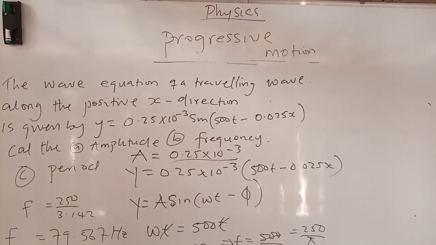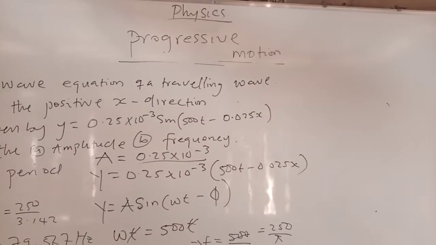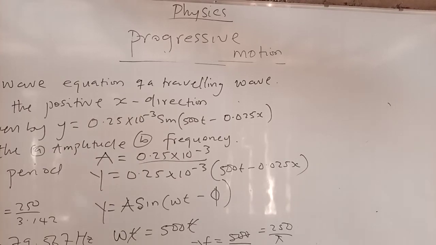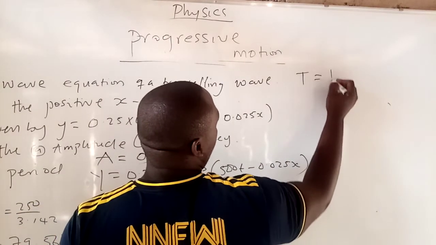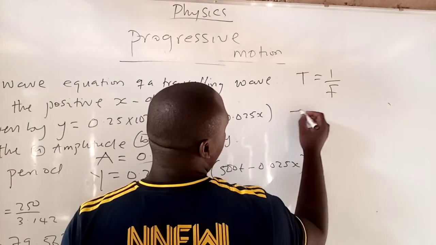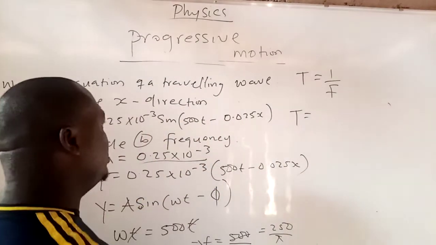The next thing is for you to calculate the period. The next available question is for you to calculate the period. And calculating the period is so easy. Remember that period is 1 all over frequency. So once you calculate the frequency, you have gotten the period.